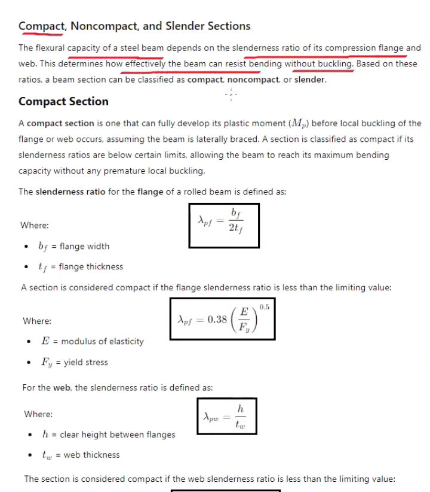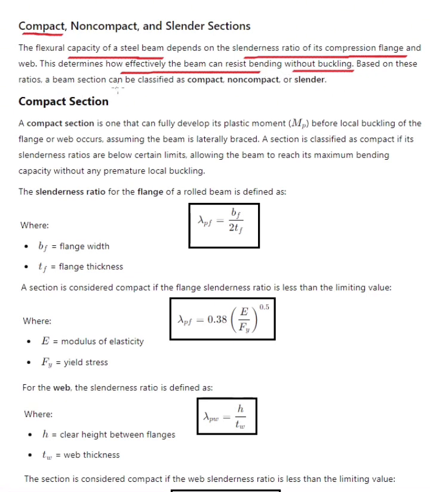So first, you have to check the beam slenderness ratio for the compression flange and web also, because the flexural capacity of the beam will vary depending on that. This determines how effectively the beam can resist bending, that means how much bending moment it can resist without buckling, depending on this slenderness ratio.